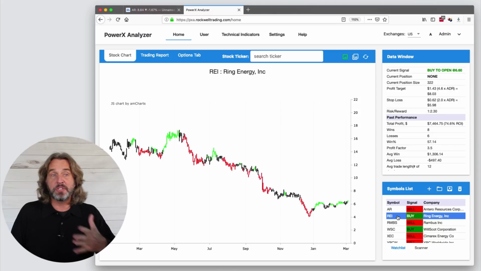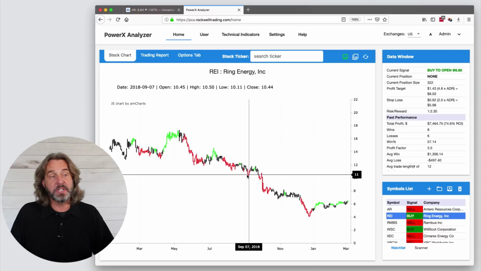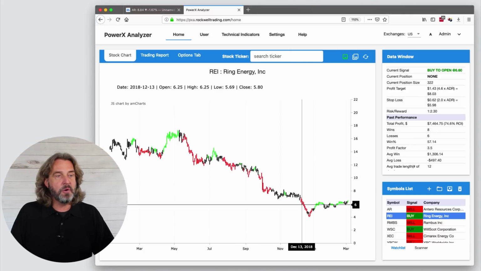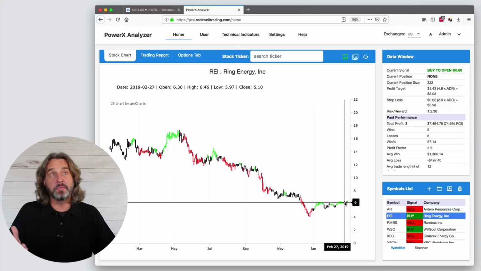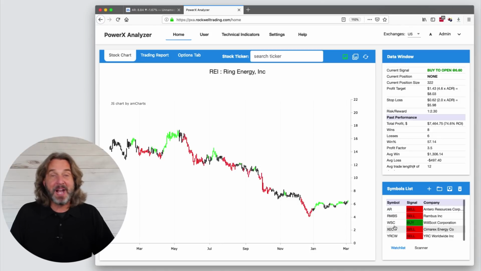REI is very similar to a stock that we saw previously. Had some nice trends, but now it's stair-stepping. You see, down, sideways, down, sideways. So this is why here I decided not to trade. REI, remove scanner. Oh my gosh, we're going down to the final 5.